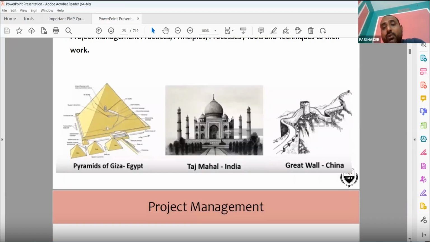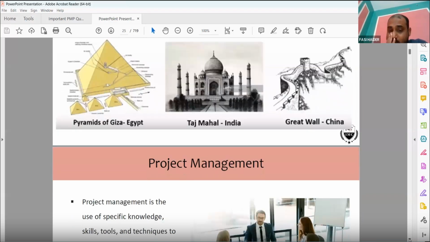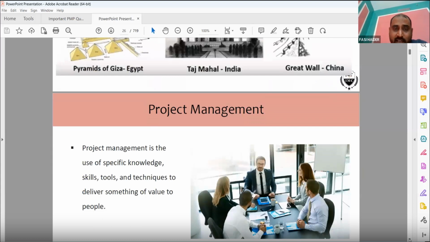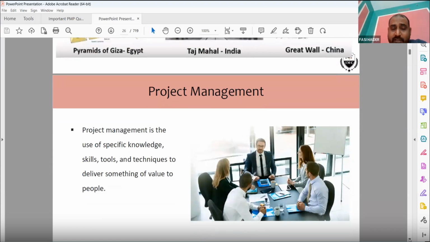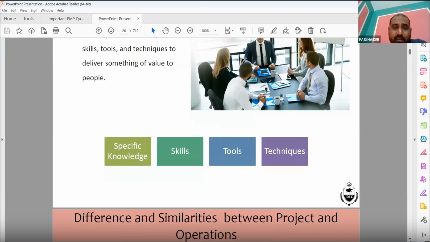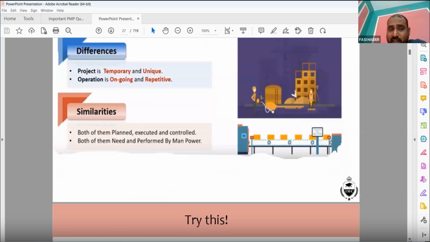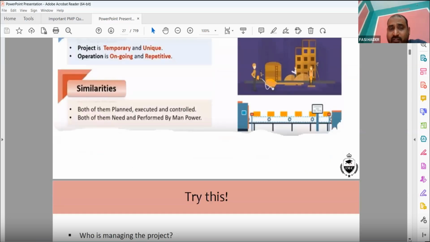It has been used from time immemorial, but the words project management, PMP and all these things are new. But these concepts are being used. That is why the Taj Mahal, the Egyptian Giza pyramids, all of them were built. So we talked about the difference between project and operation. A project is temporary and unique. Operation is ongoing and repetitive.